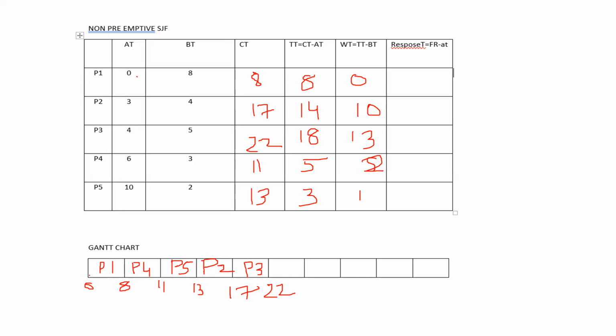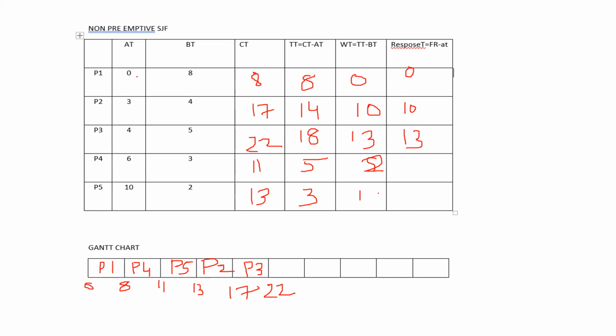Response timings, first response minus arrival. P1 first response is 0. 0 minus 0, 0. Then this first response of P2 equal to what? 13. 13 minus 3, it is 10. Then what's the response of P3? P3 will be 17. 17 minus 4 equal to 13.